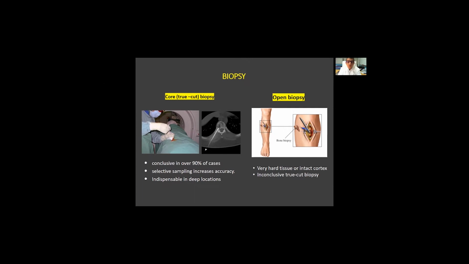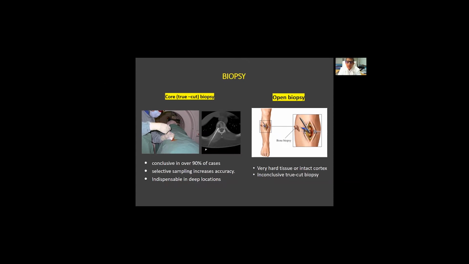Most of the biopsies are currently done as true cut or core biopsies, and the operator can see the lesion and sample the representative part of the tumor under sonar or CT guidance. It is conclusive in over 90% of the cases and is indispensable in deep locations like the spine and pelvis, where open biopsies are extremely difficult.